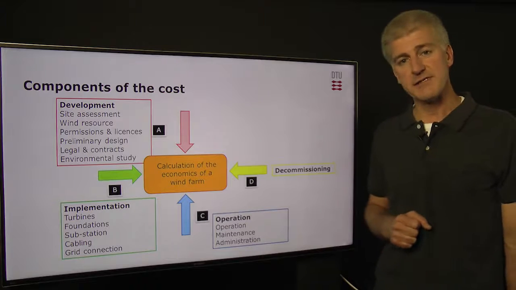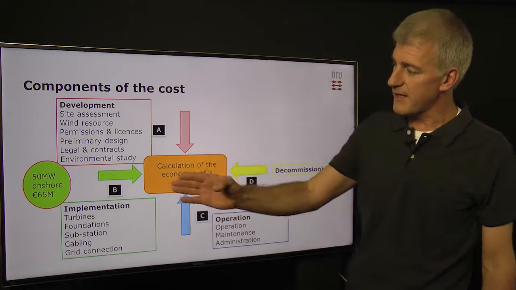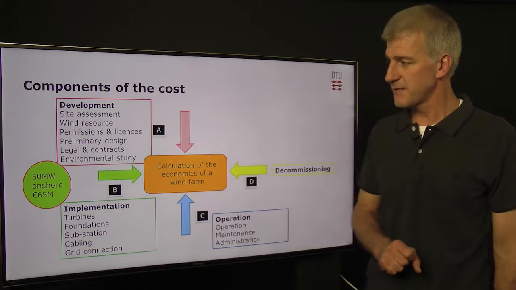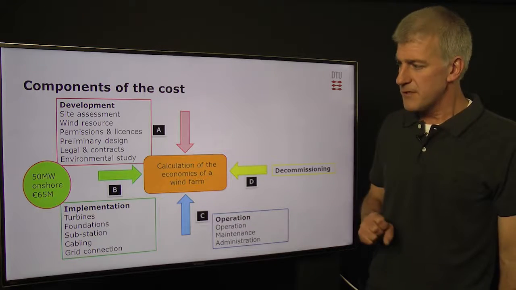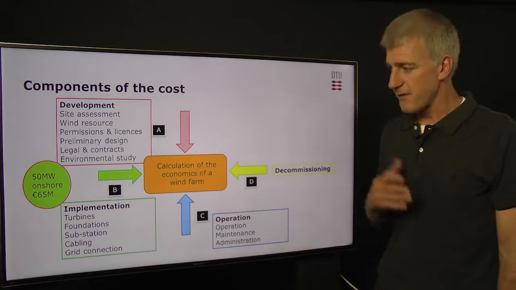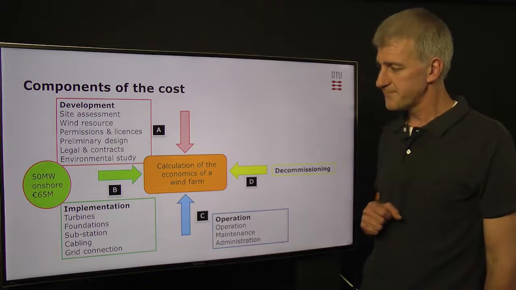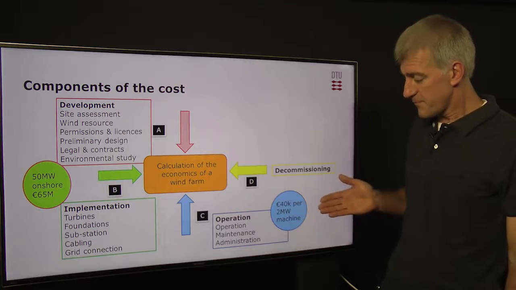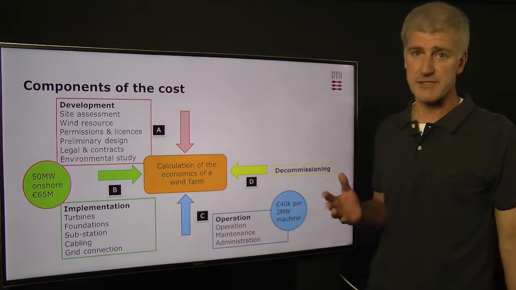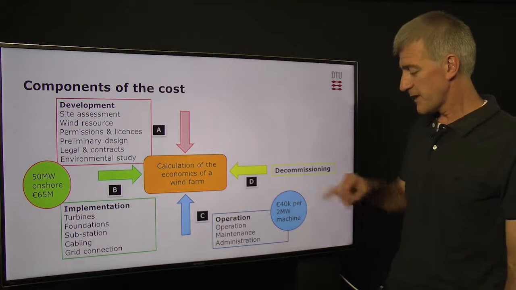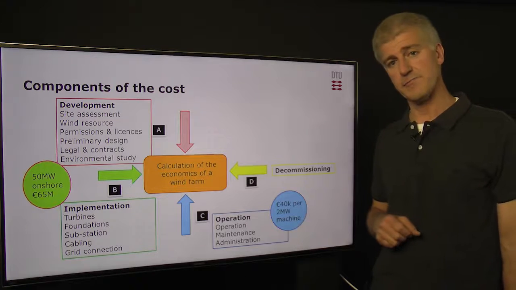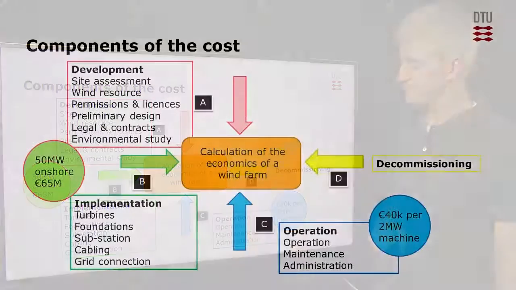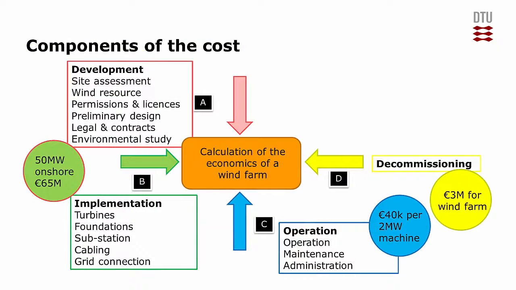How much might these phases cost? Let's just take a look at the development and implementation. For a 50 megawatt onshore wind farm, we're looking at somewhere around about 65 million euros. These are, of course, very approximate figures. For the operation, for a 2 megawatt machine, which is a very common size these days, we're looking at about 40,000 euro per machine per year. And finally, for the decommissioning, we might be looking at around about 3 million euro for the whole wind farm.